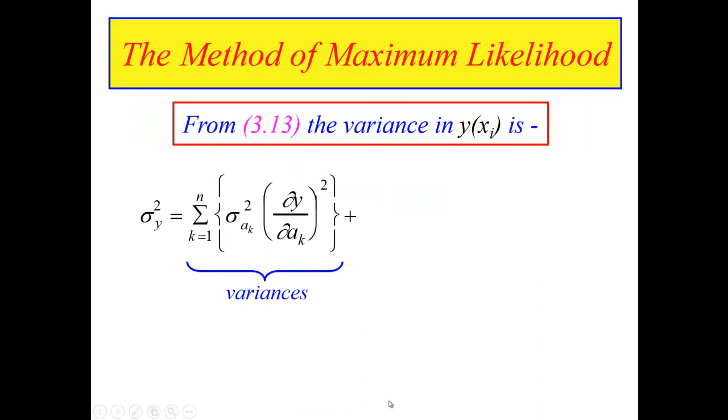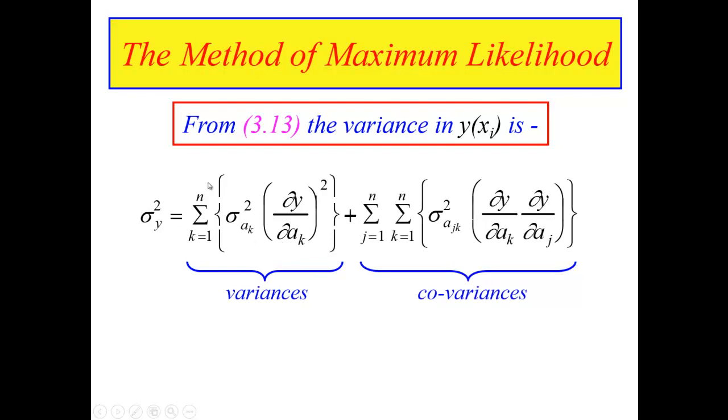So going back to equation 313, which you've seen before, sigma y squared is going to contain the different terms that appear in equation 313, and there'll be a series of them that will be the variance terms. They'll be the ones that have in them the variance in each of the individual fit parameters times the derivative of y with respect to that fit parameter squared.